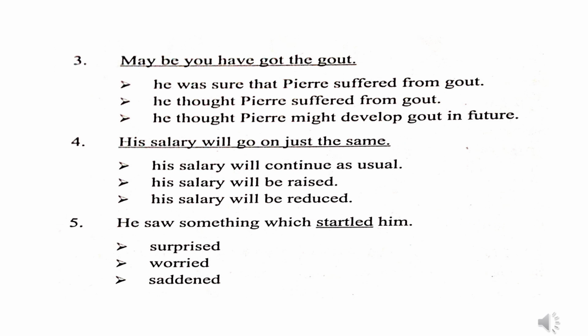Now, tick the correct expressions for the following underlined phrases or words. I will read one after another. You do the correct tick mark. Third, maybe you have got the gout. Options are, first, he was sure that Pierre suffered from gout. Second, he thought Pierre suffered from gout. Third, he thought Pierre might develop gout in future.